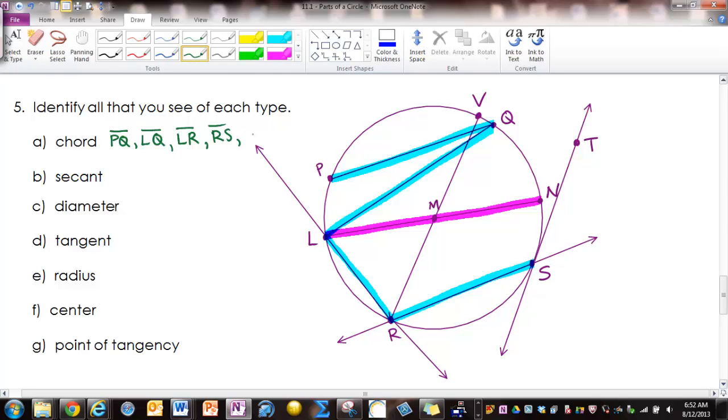So I'm going to add to this segment LN and another chord just like that one that is also a diameter, which is segment VR. So we should have 6 chords in this picture.